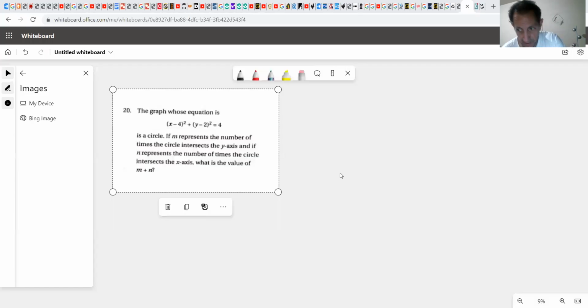Okay, let's do another one. Let's take a look at what we have here. The graph whose equation is (x minus 4) squared plus (y minus 2) squared equals 4 is a circle. They tell you it's a circle, though you might have recognized that right away. If m represents the number of times the circle intersects the y-axis, and if n represents the number of times the circle intersects the x-axis, what is the value of m plus n?